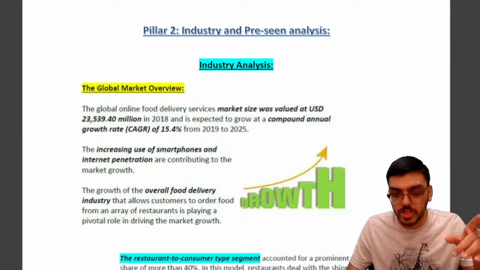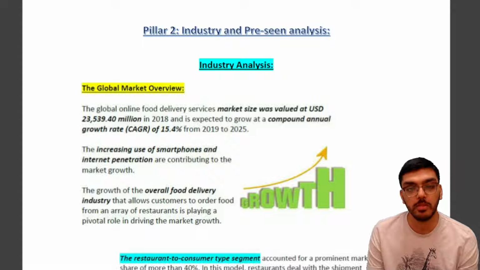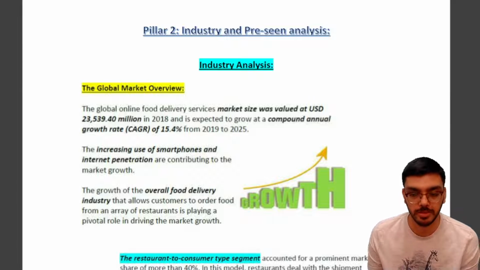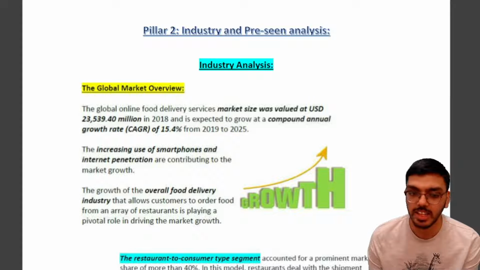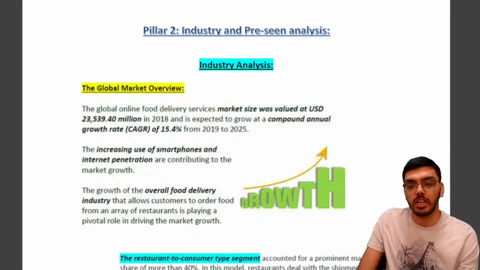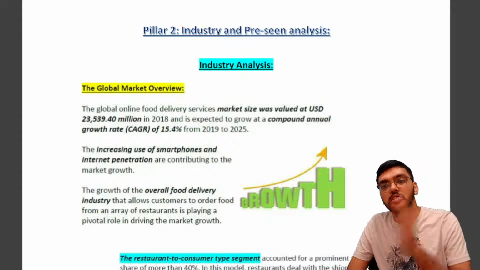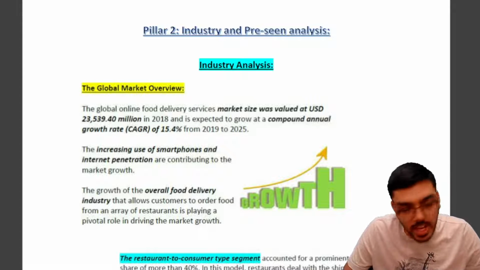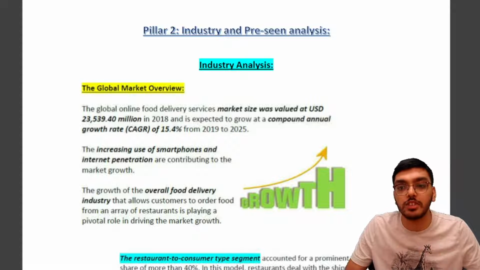So we spoke about revision. We are now speaking about the second pillar of this exam, which is your industry and pre-seen analysis pillar. Now, when a student signs up with us, it is our responsibility to give you all the material, and that's what we do. The first thing we give you is, after your revision is somewhat completed, we side by side introduce you to the industry analysis. Now, this is something extra that we create for our students, something new, something extra that we do.